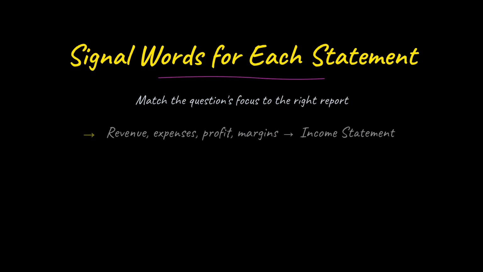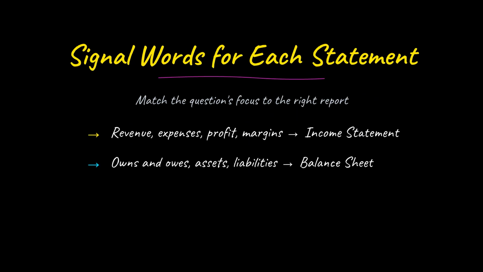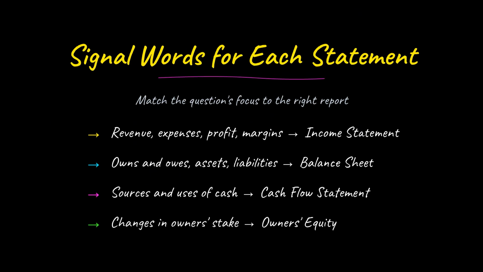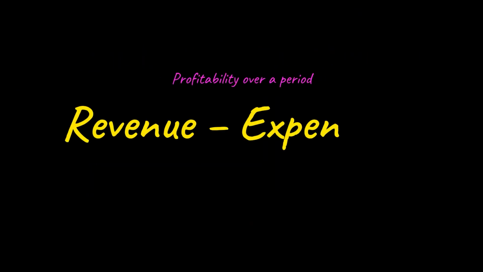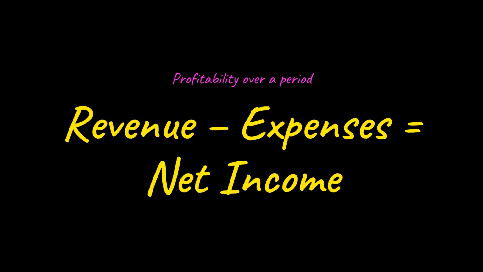The key skill is matching an inquiry to the right statement. Signal words guide you. Revenue, expenses, profit or margins point to the income statement. Owns and owes point to the balance sheet. Cash movement points to the cash flow statement. Changes in the owner's stake point to the owner's equity statement. Whenever a scenario involves rising costs, lagging profits, or squeezed margins, the income statement is the tool to reach for. It is uniquely built to set revenues against expenses and reveal exactly where the difference went.